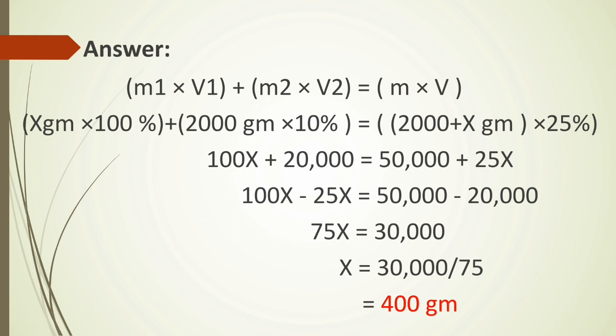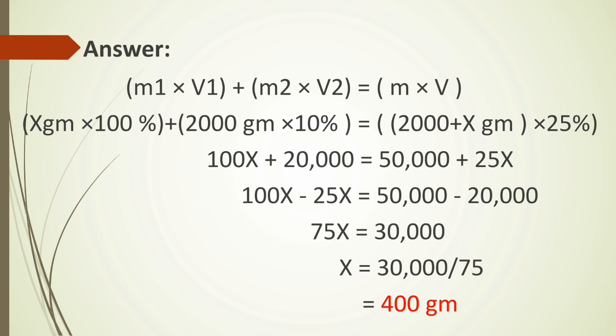So 2000 gram into 10%, that will be equal to 25% of total solution. So the total solution contains drug plus solvent. Okay, so x plus 2000 gram into 25%. So here 100x plus 2000 into 10, that's equal to 20,000.